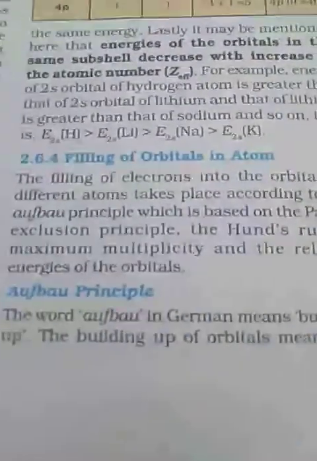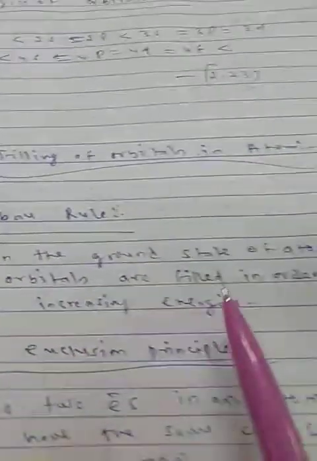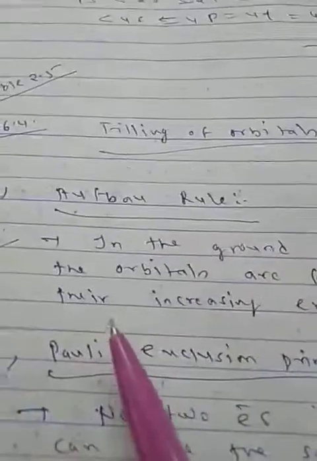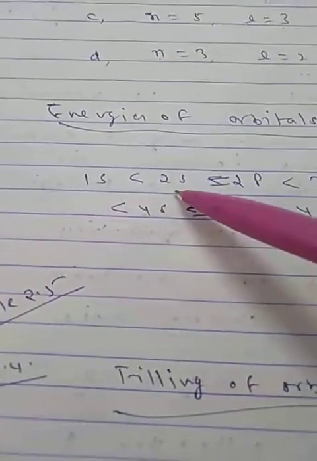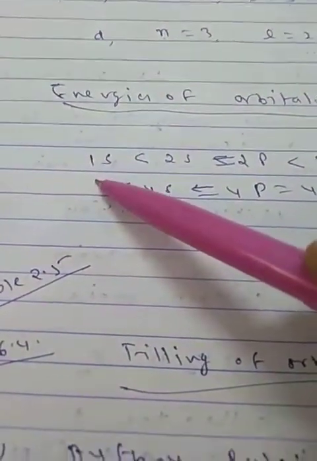Now, filling of orbitals in atom. How are we going to fill the orbitals? The first principle is Aufbau. What is the Aufbau rule? In the ground state of atoms, the orbitals are filled in order of their increasing energies. First electron will go to the 1s, next electron will go to the 2s. So the lowest energy level will be filled first.